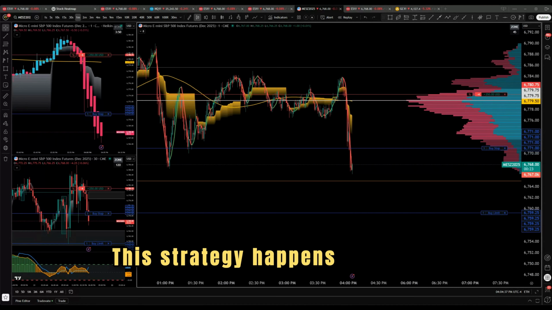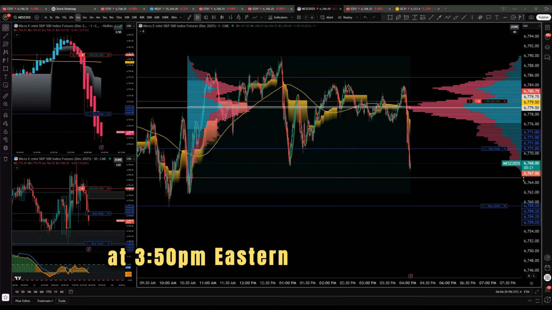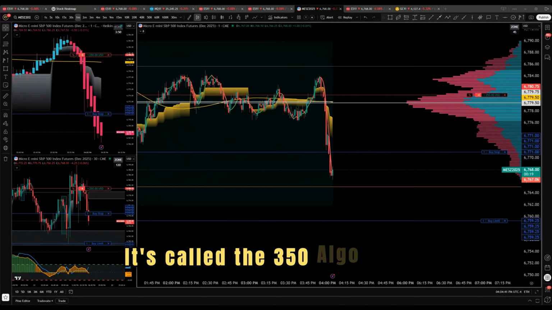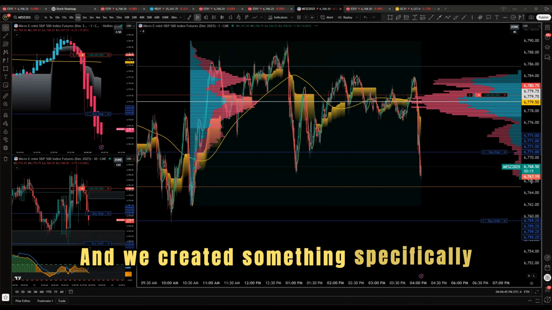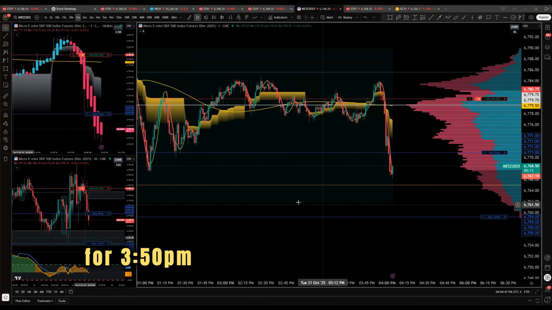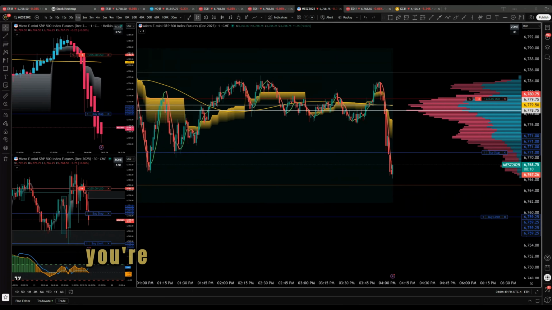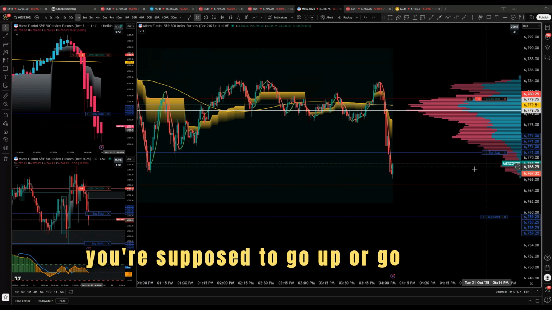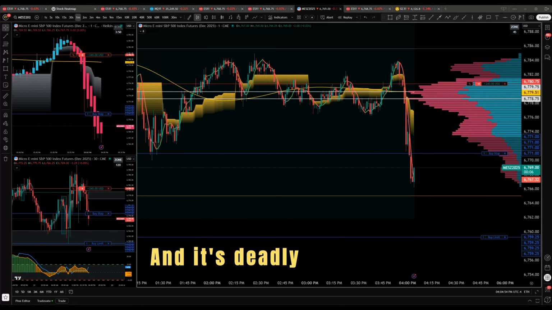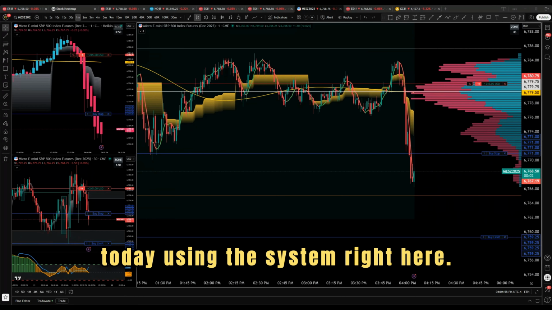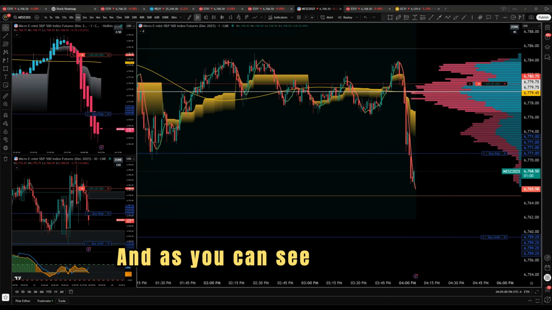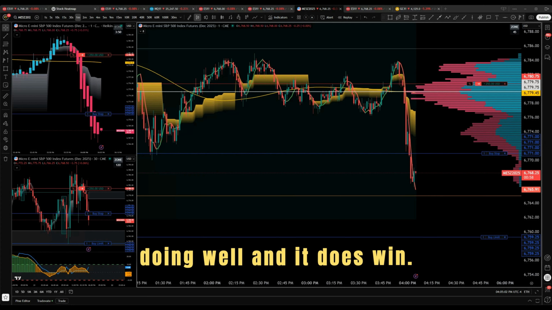This strategy happens every day at 3:50 p.m. Eastern Standard Time. It's called the 350 algo trade, okay? And we created something specifically for 3:50 p.m. to help determine whether you're supposed to go up or go down. And it's deadly accurate. This is the trade that I took today using the system right here. And as you can see, the trade's doing well and it does win.